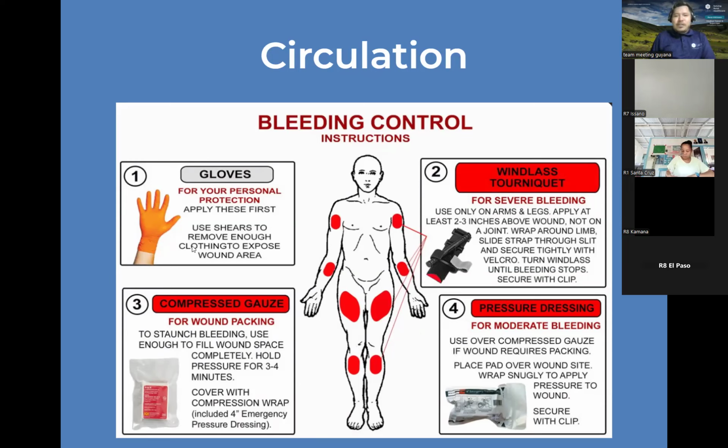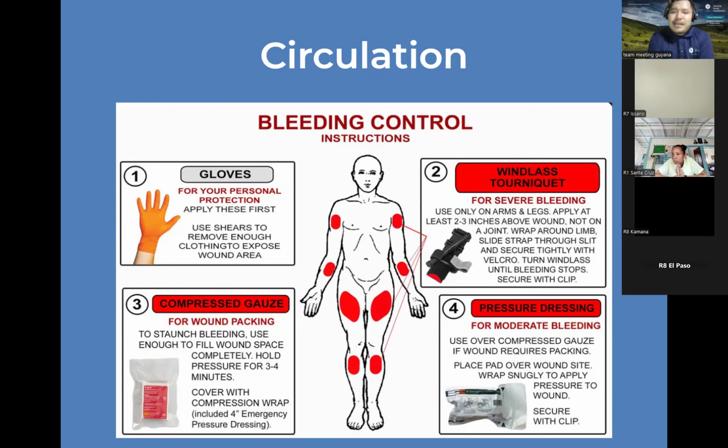The third thing you want to do is compress gauze, and that's for a wound that you can see. To stop the bleeding, you want to fill the area with gauze, hold pressure for 3 to 4 minutes, and then you want to wrap it with a bandage. You guys use the crepe bandage or the stretchy bandage. You want to apply that, and you always do your reassessment to make sure there's still no bleeding.